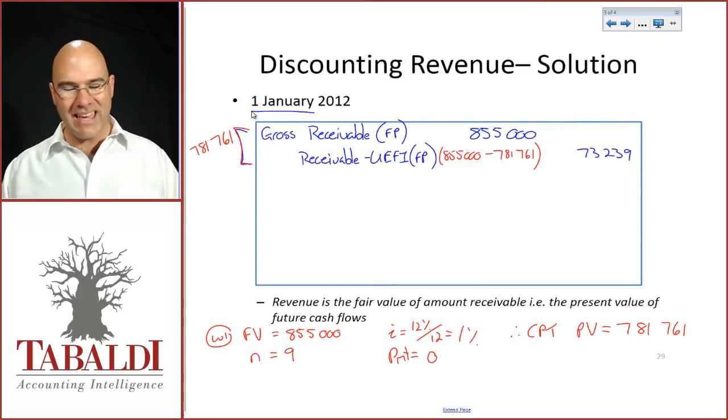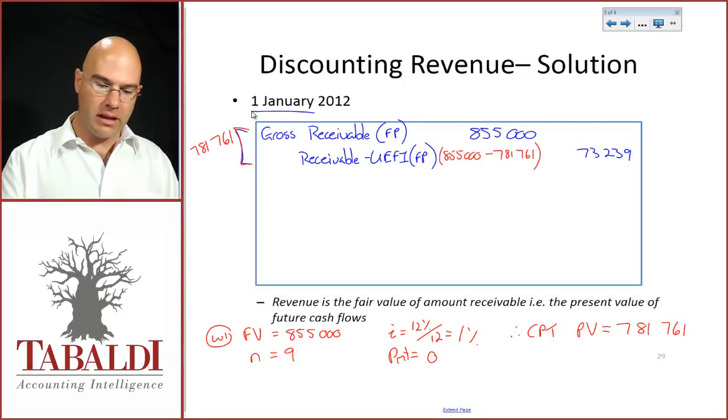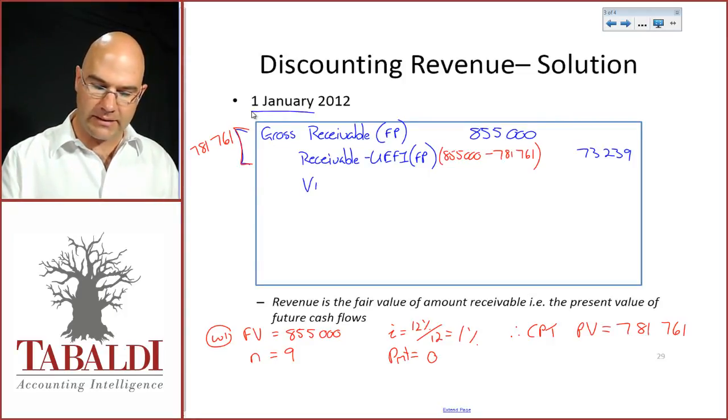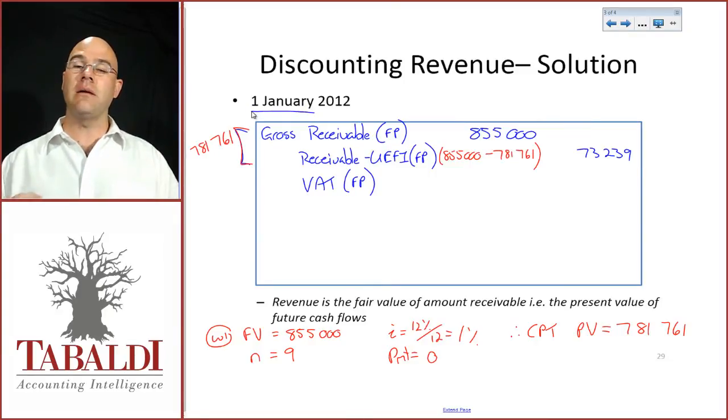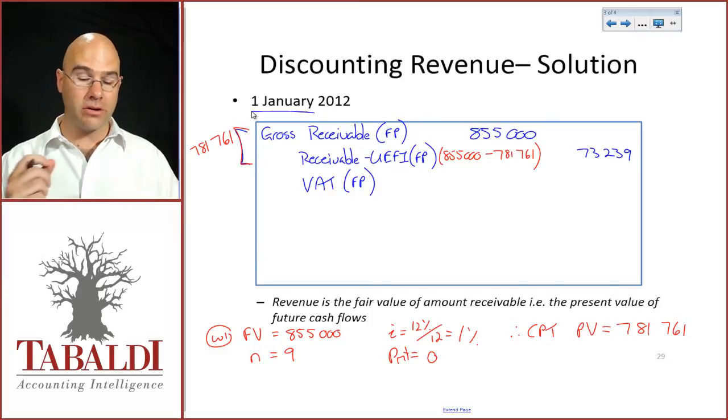Okay, what's next? Well, I've got sales tax, right? We call that value added tax. And that is also a financial position account. Remember, revenue is only income that is received on your own behalf, the gross benefits.